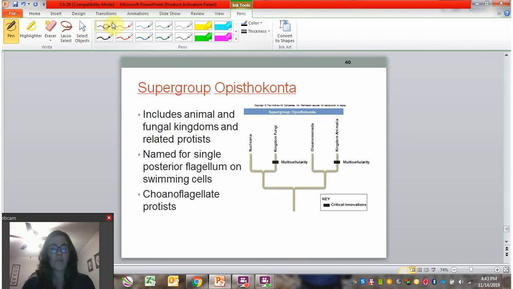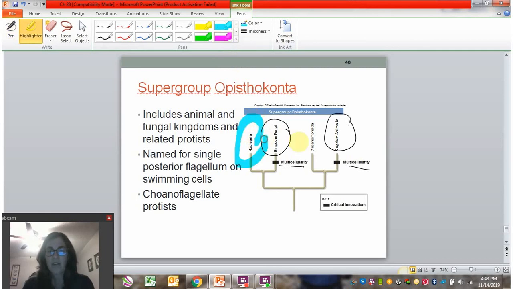All right, Supergroup Opisthokonta. Supergroup Opisthokonta is another one that's really just a small number of protists, but actually a huge supergroup. So Supergroup Opisthokonta includes kingdom fungi and kingdom Animalia, which have an important trait of multicellularity, but this supergroup also includes Nuclearia and the choanoflagellate, so choanomonada, though we tend to use in this class the term choanoflagellate more.